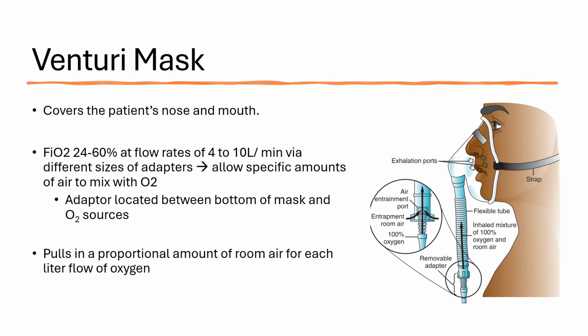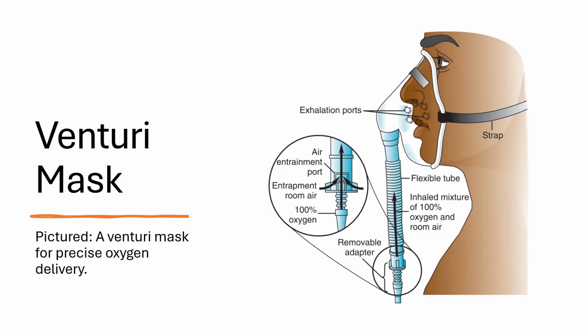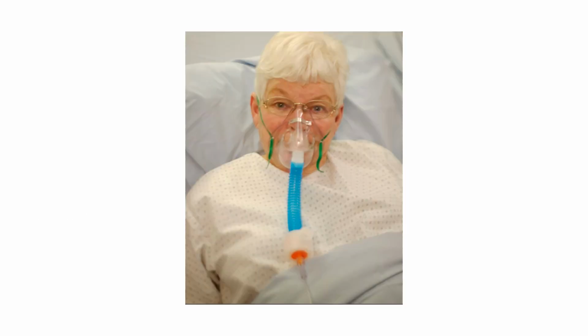Venturi mask covers the patient's nose and mouth. It has an FiO2 of 24 to 60% at rates of 4 to 10, depending on the different sizes of adapters. So this allows for specific amounts of air to mix with O2. Adapter is located between the bottom of the mask and O2 source, and it pulls in a proportional amount of air with each liter flow of oxygen. This is just a picture of that Venturi mask. There she is with her Venturi mask.